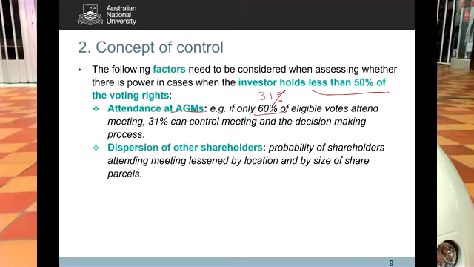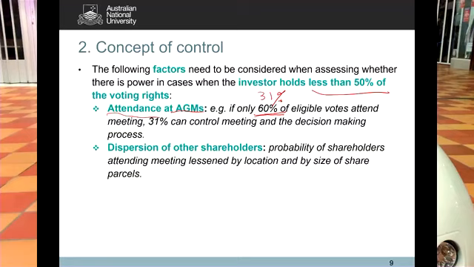If you have 31% of the voting rights and only 60% of the voting rights attended the meeting, then basically whatever you say will matter, right? So in this case, attendance at the AGM will matter, okay? If you are not anticipating full attendance from all the shareholders, then you don't necessarily have to hold more than 50% to have your say, all right?